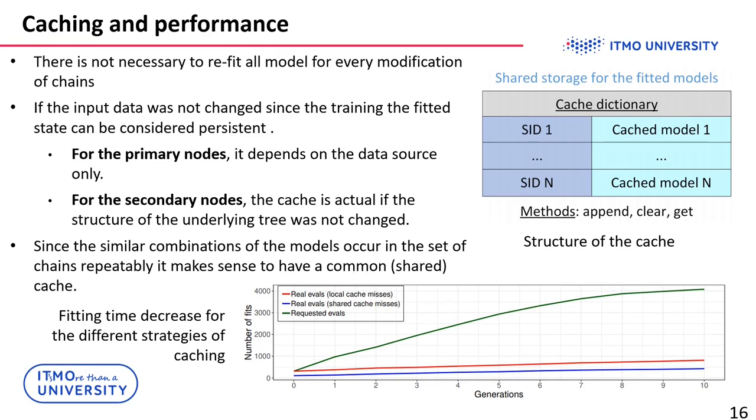And you can see some experimental results. The green line is the evaluation of models inside the composite model without caching. The red line is the evaluation with local caching, when we have a separate cache for each chain but have no multimodal cache.